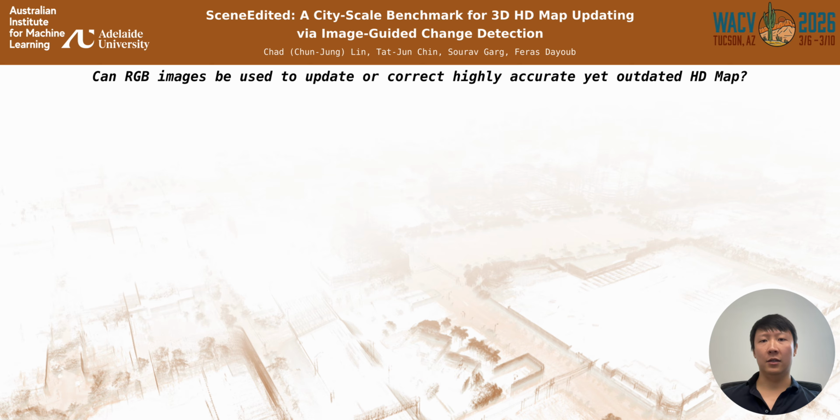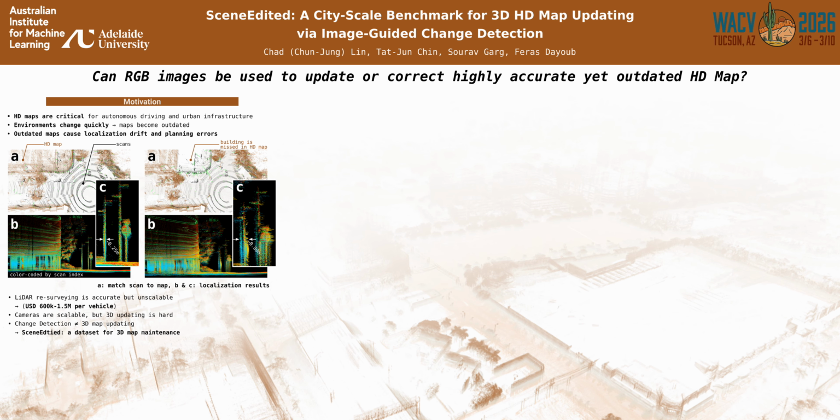In the SceneEdited dataset, we want to raise a question: can RGB images be used to update or correct a highly accurate yet outdated HD map? Here, I will introduce each section of this poster step by step.